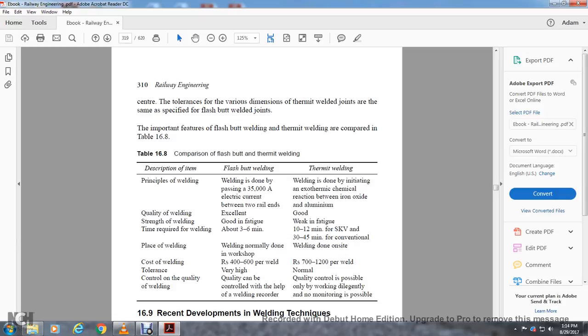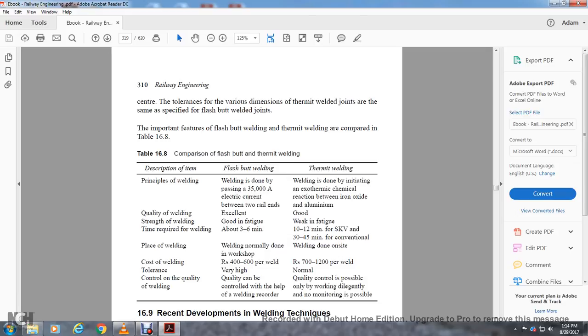Time required: thermite, about 3 to 6 minutes; flash butt, 10 to 12 minutes; with short preheating, and 30 to 45 minutes conventional. Place of welding: flash butt welding is normally done in the workshop, while thermite welding is done on site.